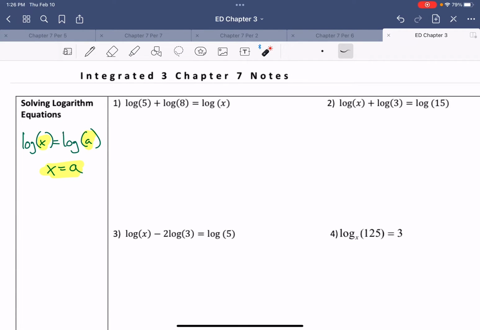So notice on number 1, I have a single logarithm on the right-hand side, but I have 2 logarithms on the left-hand side. This is why we learned how to condense logarithms. So you have your notes on condensing logarithms. We did them in stations and we did them on Friday. So for logarithms, plus means multiply. So I'm going to have log of 5 times 8 is 40 equals log of x. Now I have a single logarithm equals a single logarithm, so logically, x must equal 40.